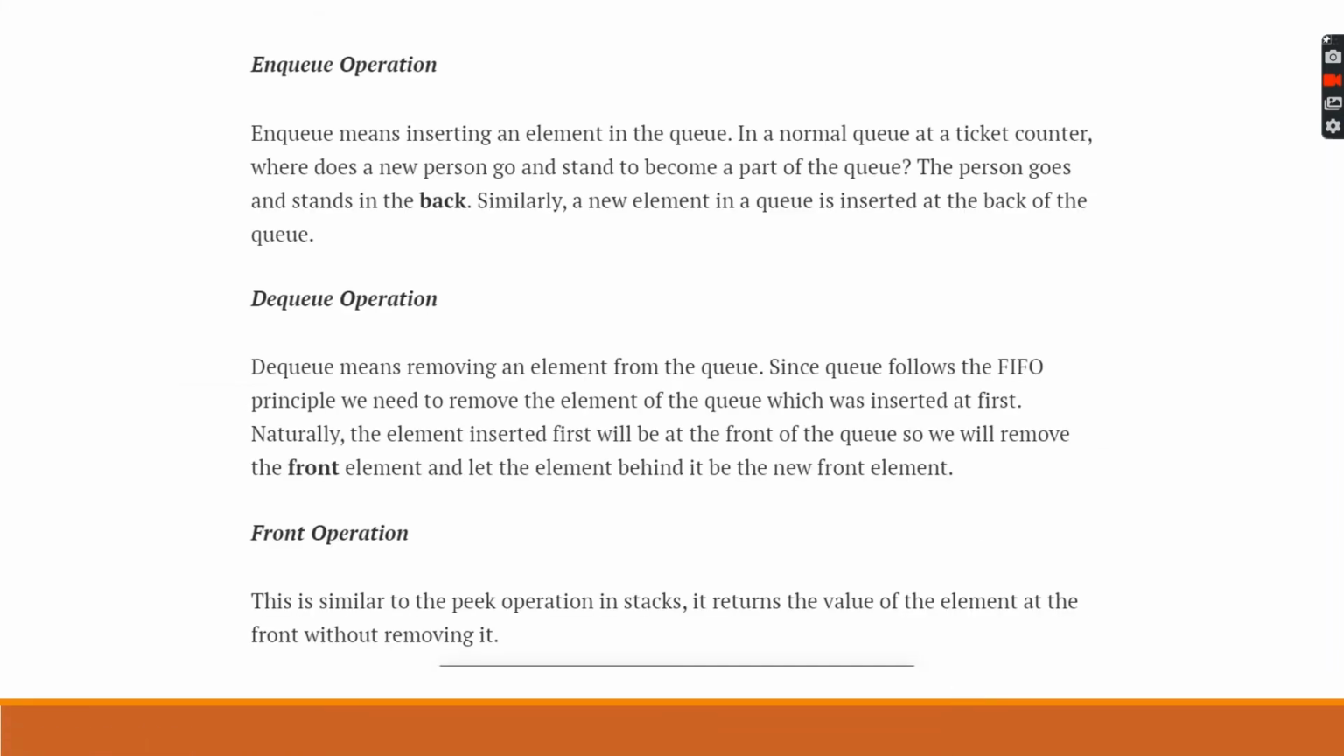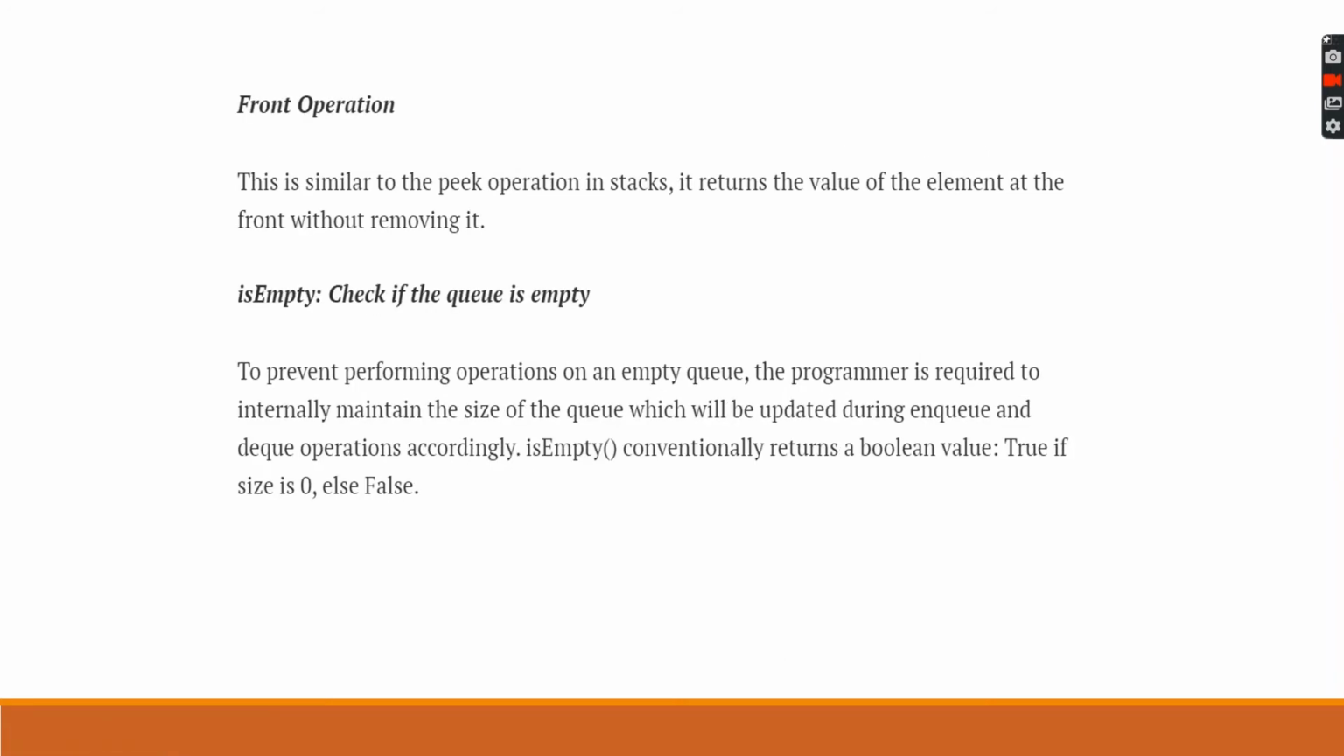The front operation is used like a peek operation, as we saw in stack. It returns the value of the element at the front without removing it. So the front operation in a queue is similar to the peek operation in a stack. Now we see the isEmpty function. This function is used to check whether the queue is empty. It always returns a boolean value, that is true or false.